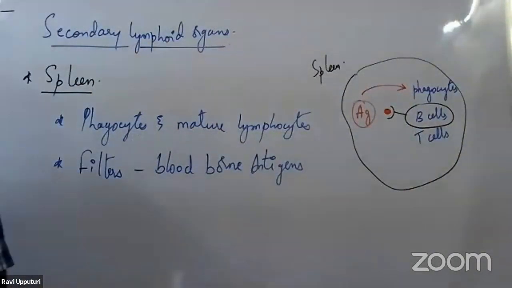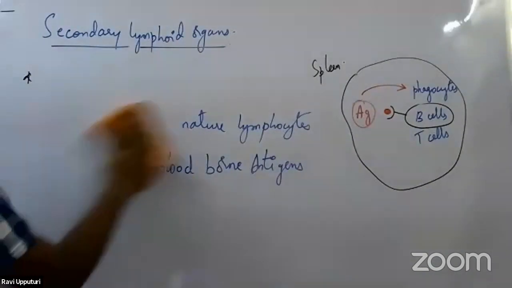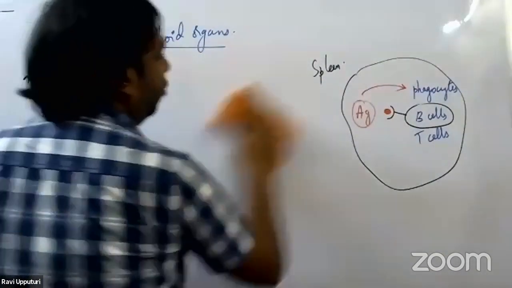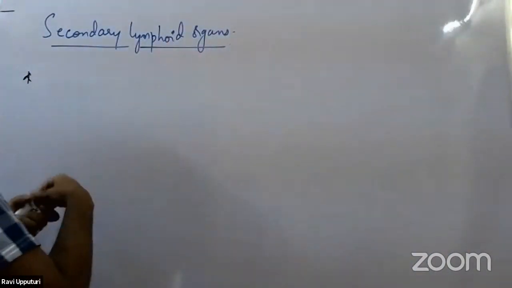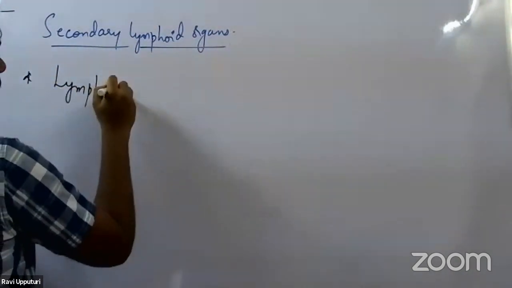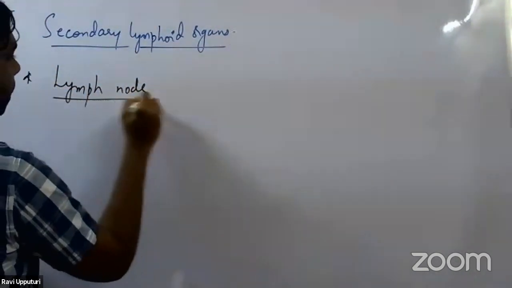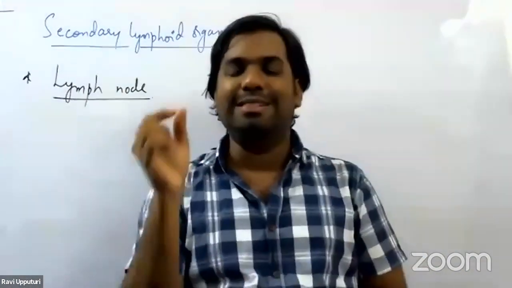Now let's get into the second secondary lymphoid organ, which is the lymph node. The next one we'll be taking up is the lymph node. Right. So the lymph node is again a small solid structure.